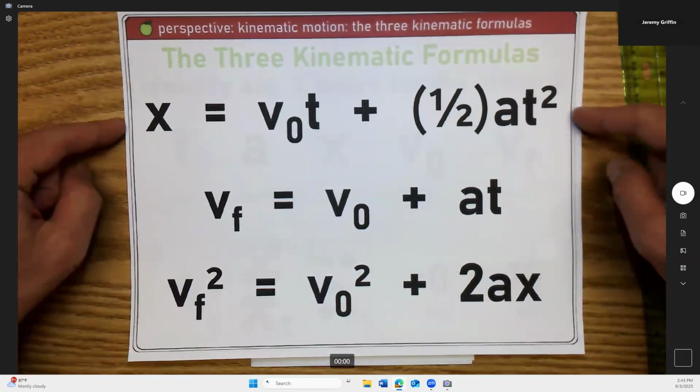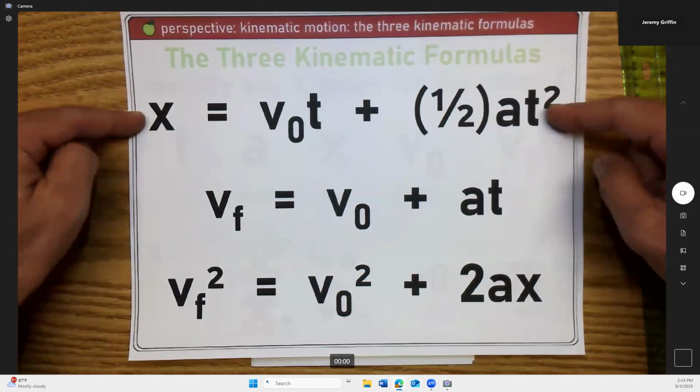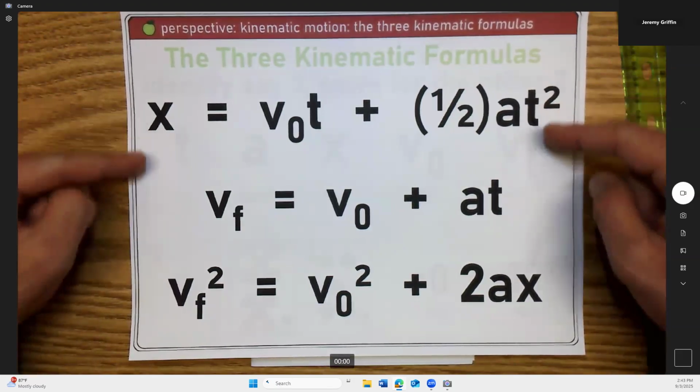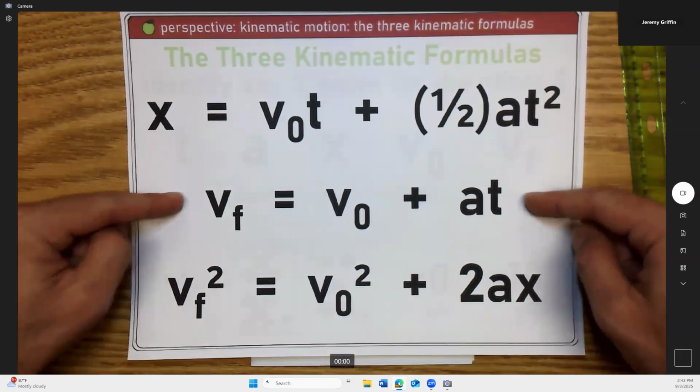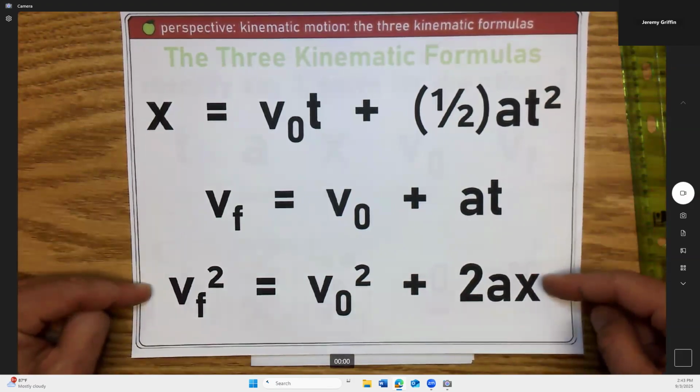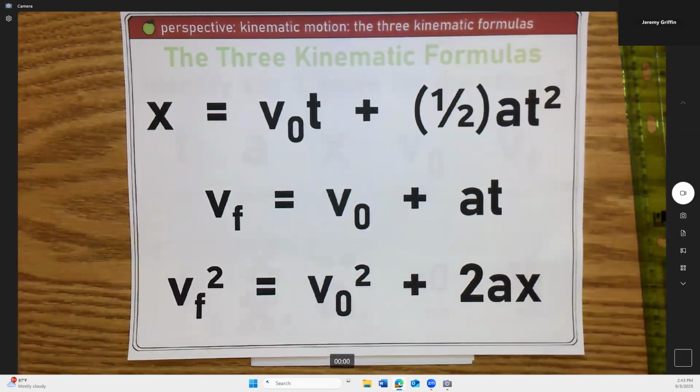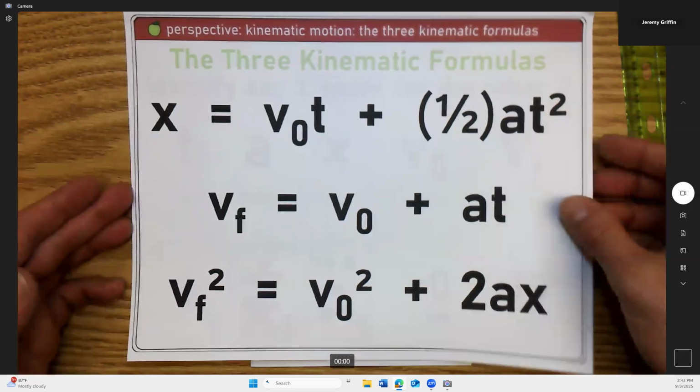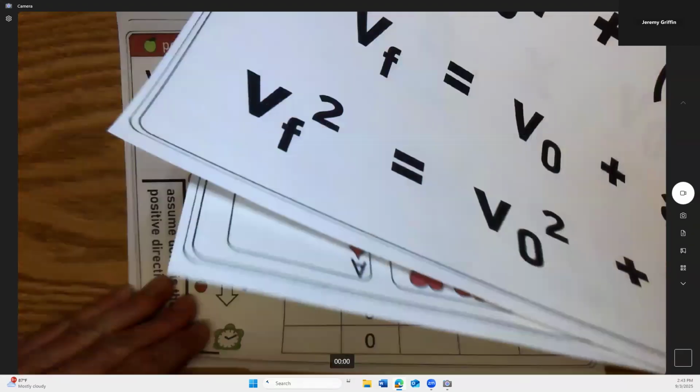So a quick recap here. The first one tells you the relationship between displacement and time. The second one, between velocity and time. And the third one, between velocity and displacement. So any one of these might be useful in any particular context. All right, so you got those.